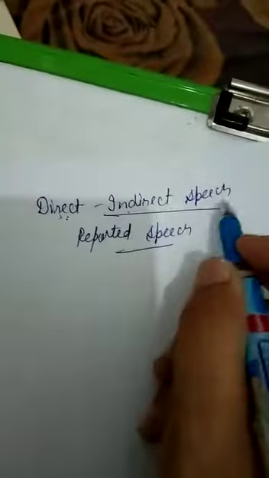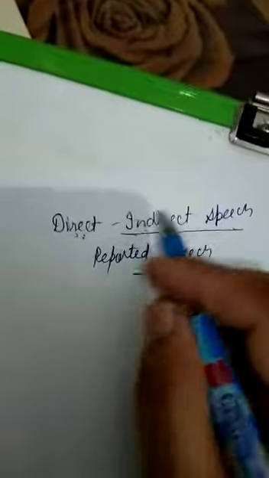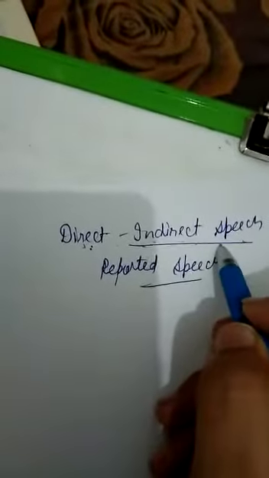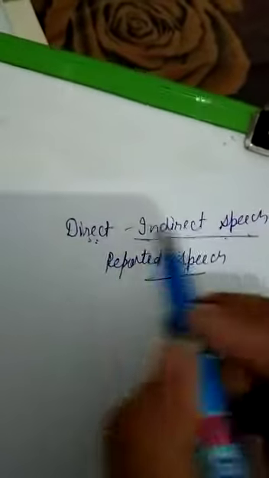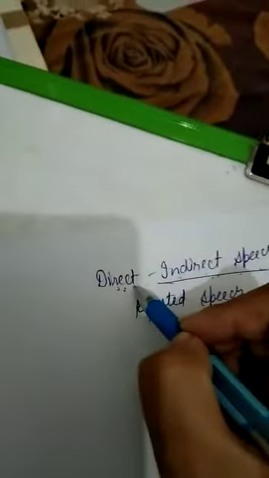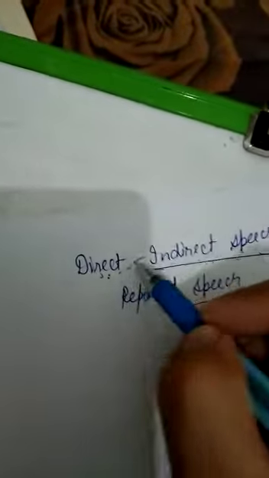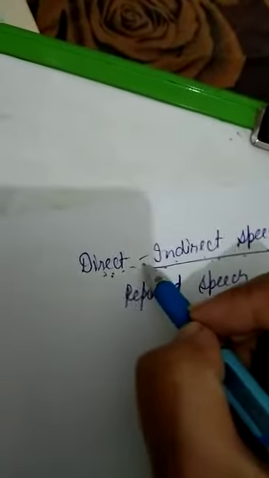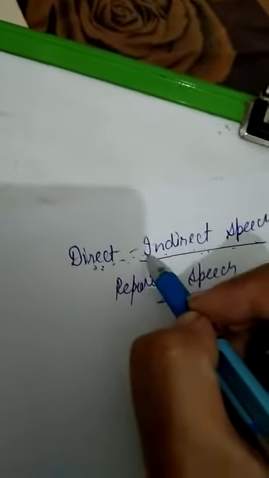Students, today I am going to explain the topic direct and indirect speech. There are two ways of reporting speech: one is the direct way, and one is the indirect way. Direct speech means the actual words spoken by the speaker are kept within inverted commas.